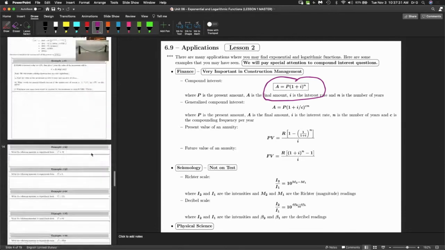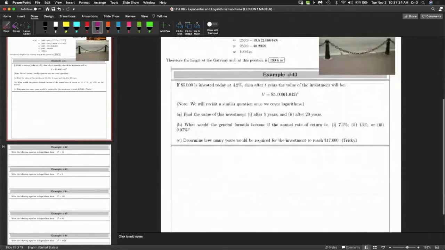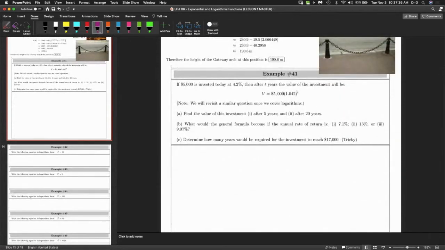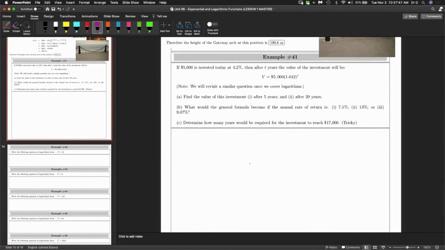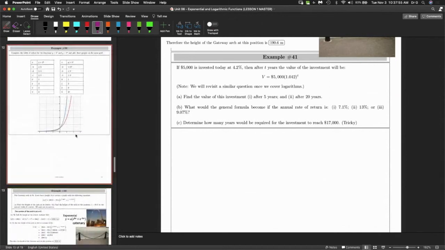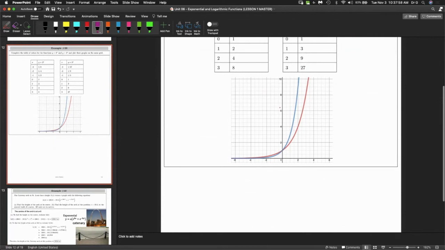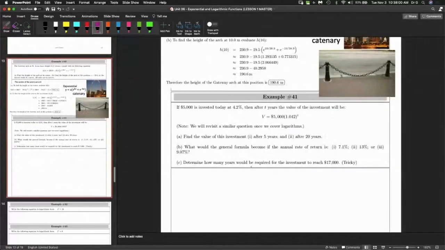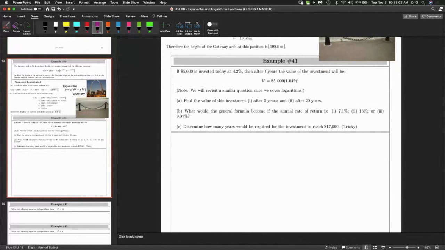So anyway, we're going to go back here and take a look at 41. In this case, the formula is actually just given to you. That's fine. And the question here is to find the value of the investment after 5 years and 20 years. So when you invest money and interest is compounded, you expect it to grow exponentially over time. Just like those graphs that I showed you earlier, the money will grow like this. So I'm not asking you to graph it here. I just want you to tell me the value for the investment after 5 years and 20 years.